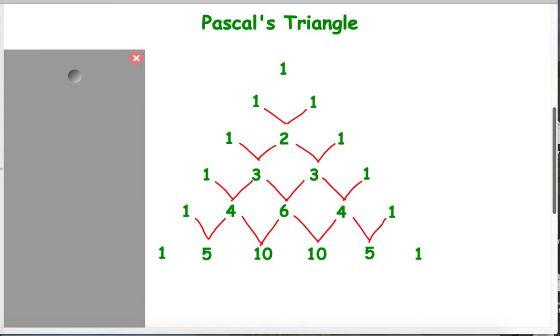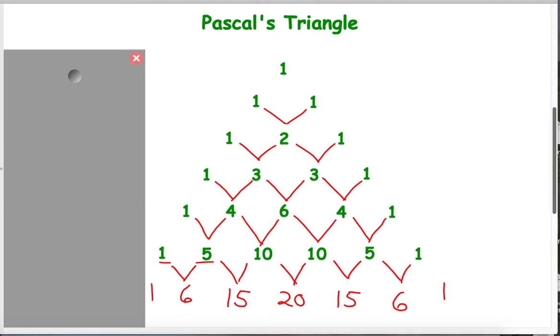So if we wanted to do the next level, we'd put 1s on the outsides, and then we'd look at 1 plus 5, and that would give us 6. And then 5 plus 10 would be 15, and 10 plus 10 would be 20, and 10 plus 5 is 15, and 5 plus 1 is 6. So these numbers are giving us the coefficients when we're taking a binomial and raising it to a power. So if I do a plus b to the 0 power, it's 1. And that matches up with there.